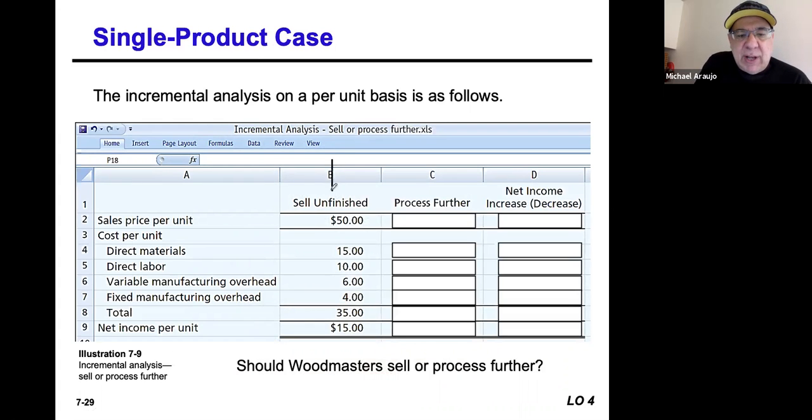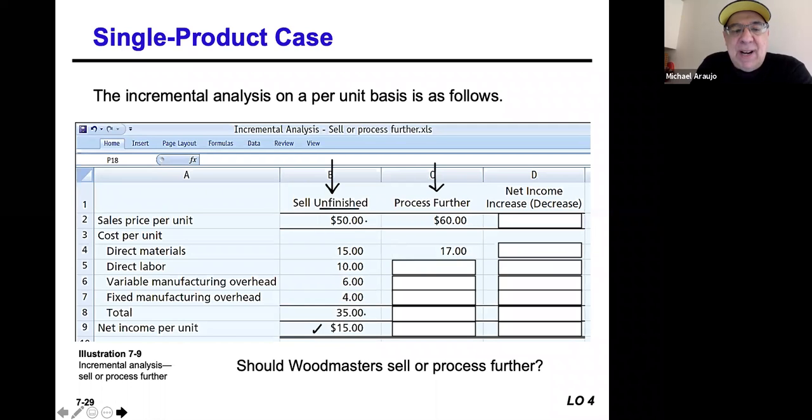Okay. We know that they're selling unfinished goods right here, and their profit is $15 because they're selling them for 50 bucks and their costs are 35. If they process them further, as we learned, they could sell them for 60 bucks each. But they would have a $2 increase in the direct materials. So direct materials would go from $15 a table to $17 a table. They would have to spend an extra $4 for labor. So per table, $10 goes to $14. And the variable overhead costs are going to go up by $2.40, so that's going to be $8.40.